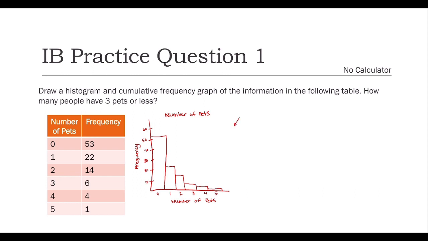Then we need to do our cumulative frequency table. So our y-axis will be our cumulative frequency. And our x-axis will be the number of pets. So our number of pets goes from 0 to 5. And our cumulative frequency is going to go up to the total of our frequency. So if we add all these up, we'll get that our total is 100. So our cumulative frequency needs to go up to 100.